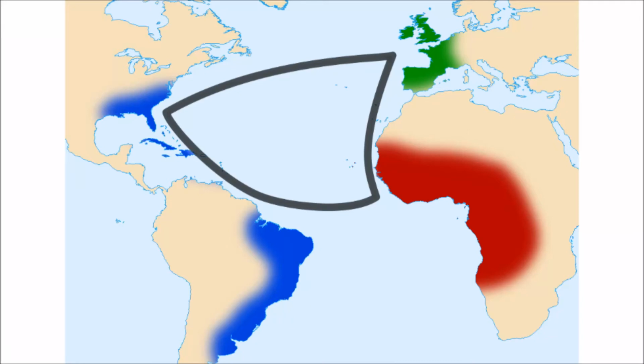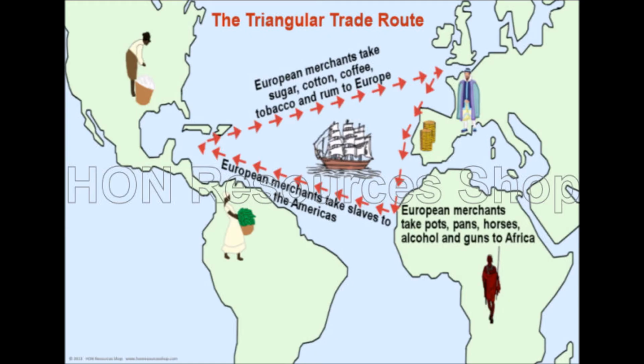The triangular trade, also known as the Atlantic Triangular Slave Trade, was an intriguing event that took place for Europe, Africa, and especially the Americas. The triangular trade consisted of trading of commodities amongst these three countries.